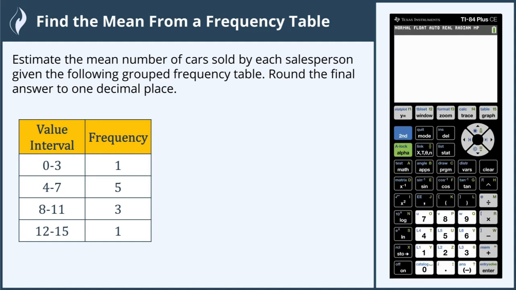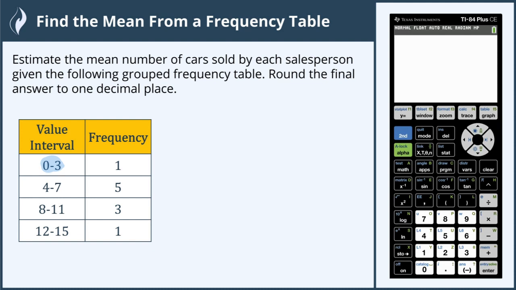In this video, we want to estimate the mean number of cars sold by each salesperson given the grouped frequency table. And then we want to round the final answer to one decimal place. So when we have this grouped frequency table, that means we have these intervals. And when we have an interval, we want to start by really identifying what is the mean of this interval.